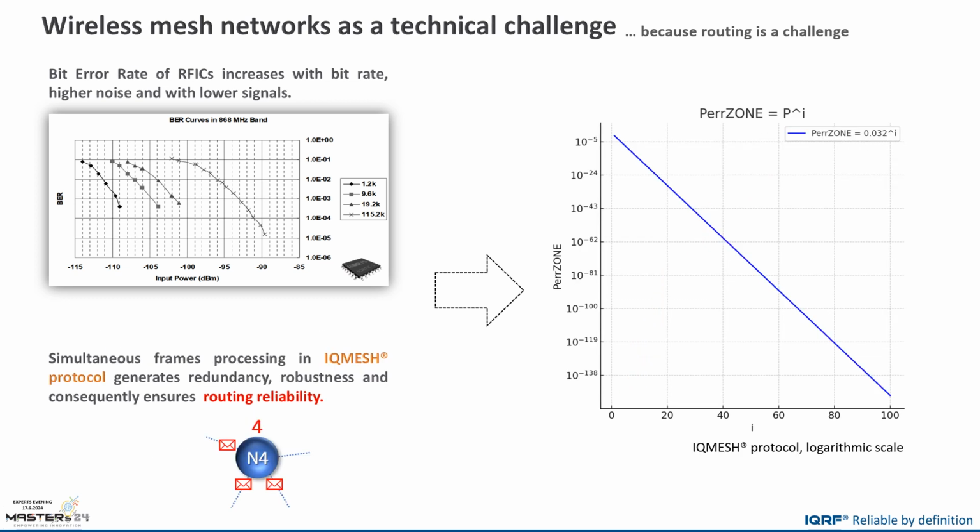Contrary to the fixed routing algorithms, the IQMesh protocol processes frames simultaneously. Simultaneous processing generates redundancy, leading to increased robustness and reliability with the increasing number of hops.